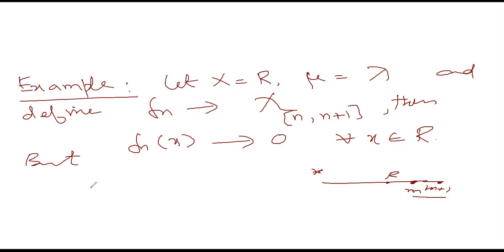But you can see the Lebesgue measure of the set of x belonging to R such that |f_n(x)| minus zero is greater or equal to one. I choose epsilon equal to one. Suppose f_n converges to zero in measure, then the limit of the measure of the set where |f_n(x) - 0| is greater or equal to epsilon must be equal to zero for each positive epsilon. Let's set epsilon equal to one.